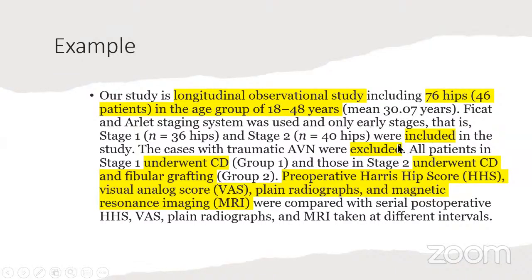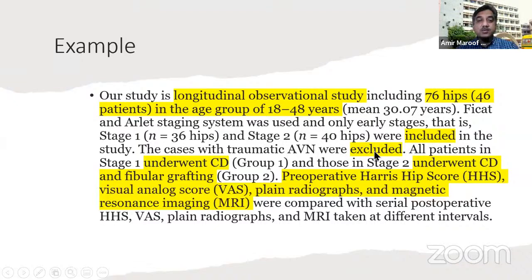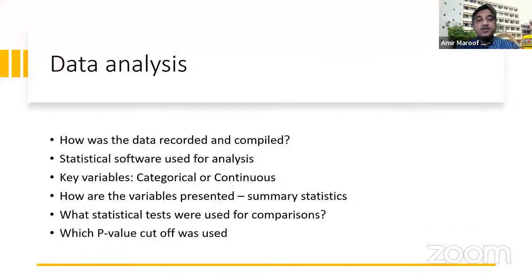Then if you see, the inclusion criteria and exclusion criteria are written, and then we move ahead to stage 1 underwent this and stage 2 underwent this. So what the intervention was, and then the outcome, is written. This is a summary that I've taken from the abstract. But if you look at the detail, each and everything is given in full detail in the methodology section. After the methodology section, you go on to data analysis.